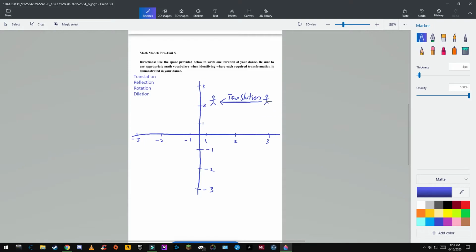A translation of 2 units. He goes from 3 to 1. So translation to the left of 2 units, right? Because 1, 2. So that would be translation.